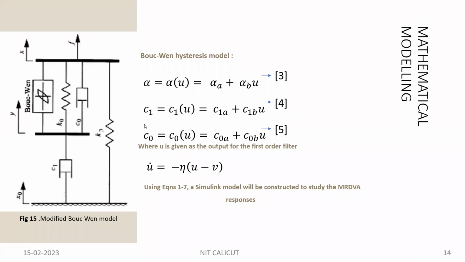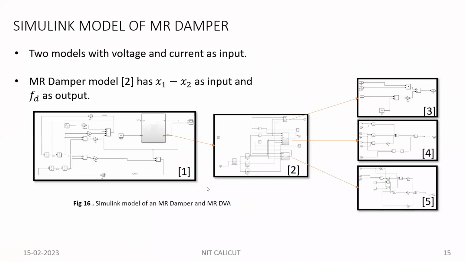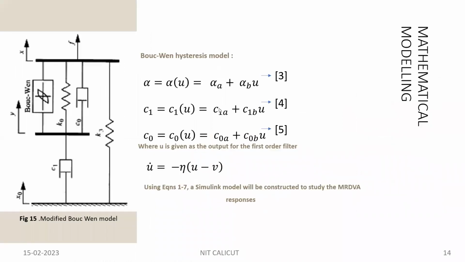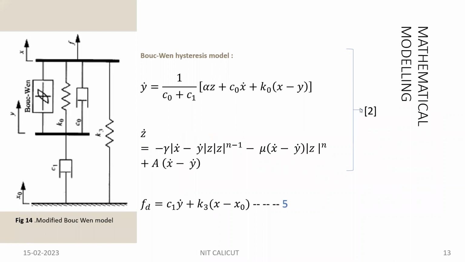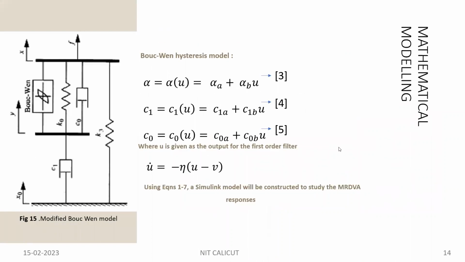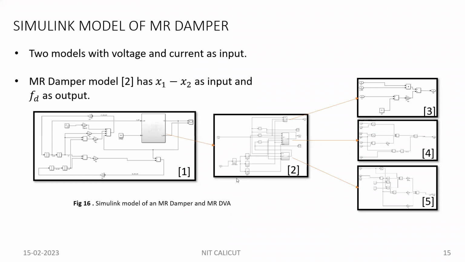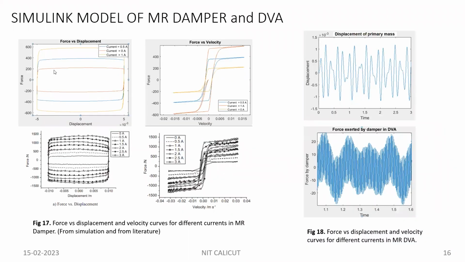So we have defined alpha, C1, C naught, and then we have done this using Simulink, which is available in MATLAB. We have inputted equations 1, 2, 3, 4, 5 like this. All these equations we have modeled using Simulink, and then we have solved them, and for various displacements we have drawn the force. I will show you the experimental results also.